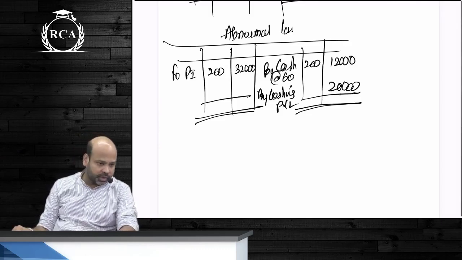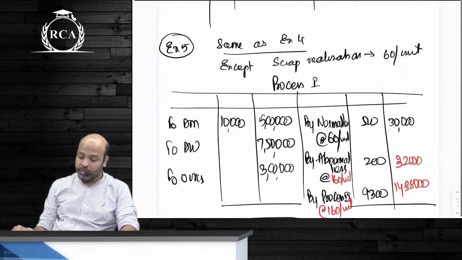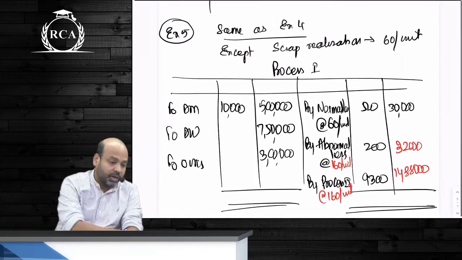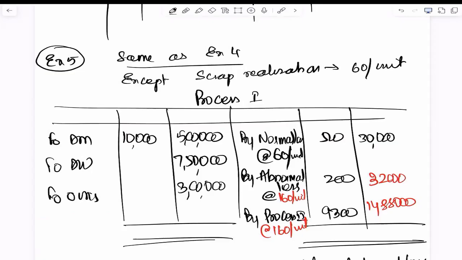Any doubt in this part? Copy, guys. So what will you remember now? Even if there is abnormal loss scrap value, cost per unit will always be based on normal loss scrap value and normal output.